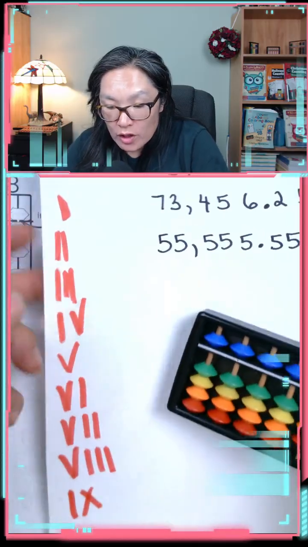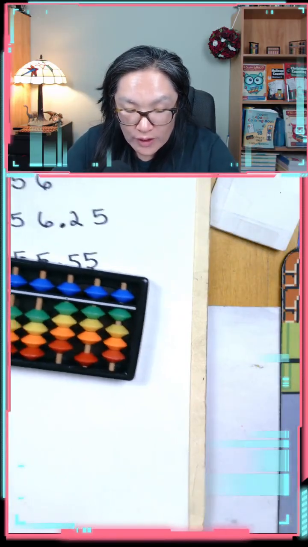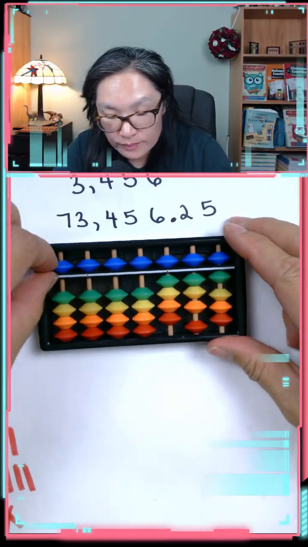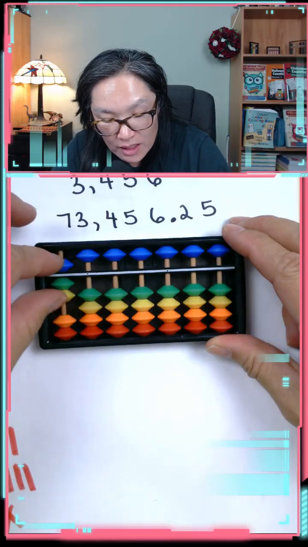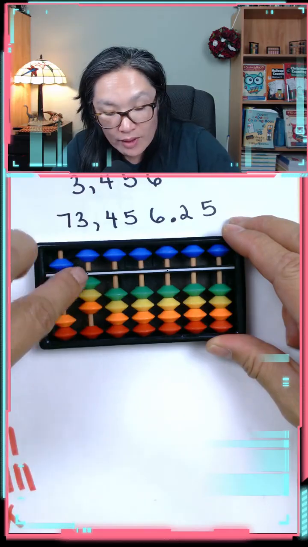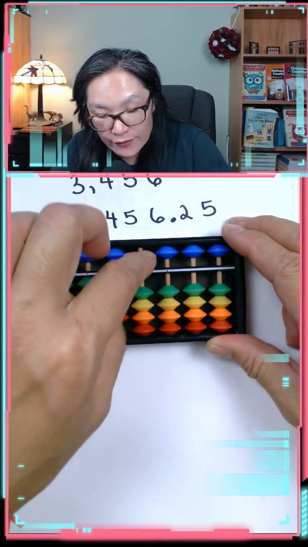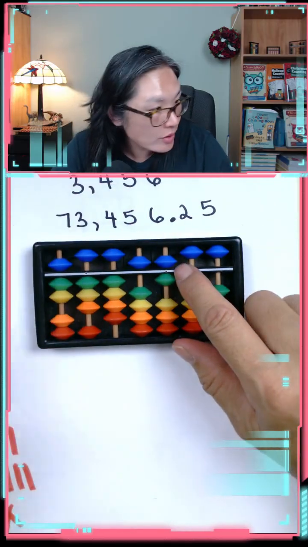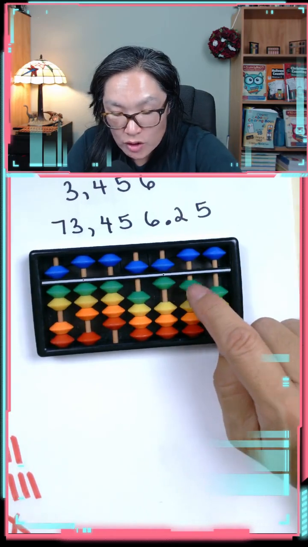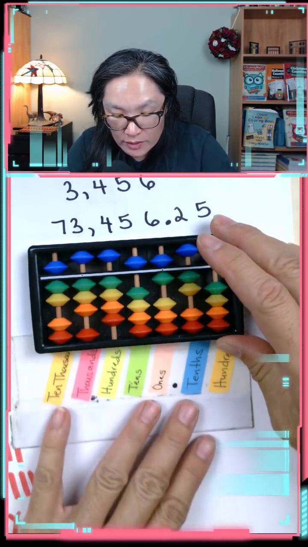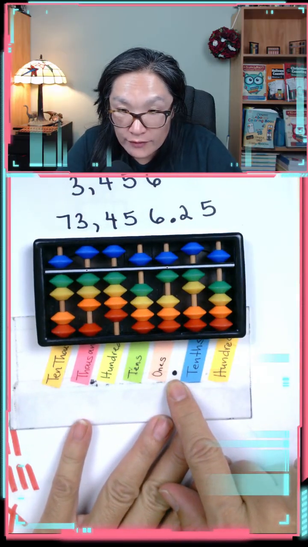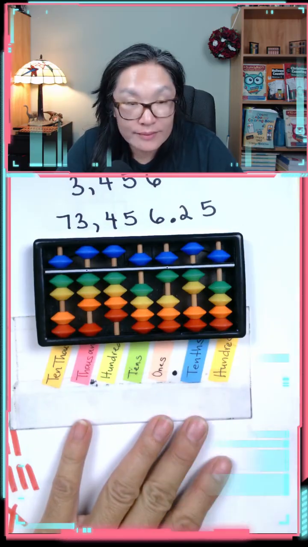And if we look now, you might be wondering about our next number. We have 73,456.25. Notice that there's a dot here, so that's the comma. The decimal sits between our ones and our tenths. This is 0.25. So this is our decimal.